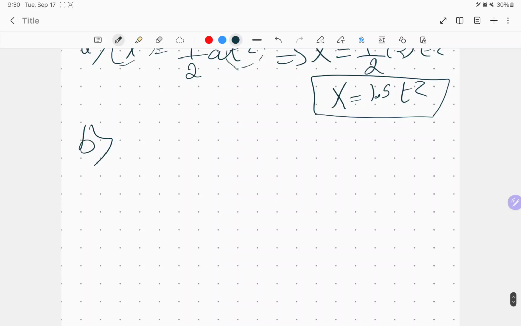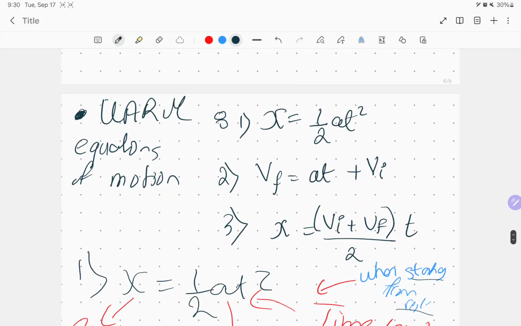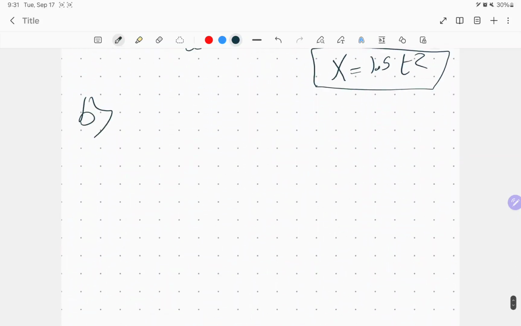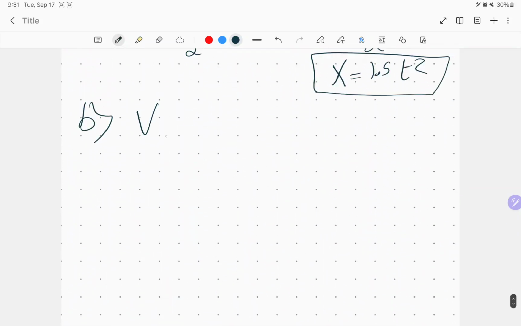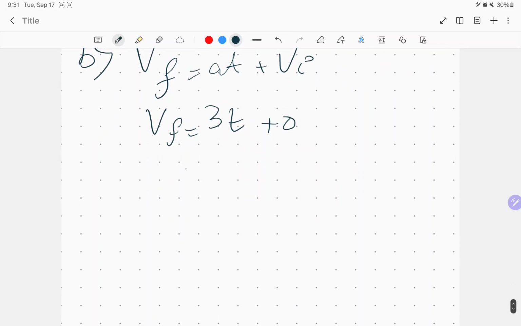Part B is telling me to express the velocity as a function of time, in terms of t. Let's get back to my URM. Which equation has velocity in it? The second one. So V final equal to at plus V initial. So V final equal to, substitute the value of acceleration, 3t plus 0, because starting from rest. So V final equal what? 3t.